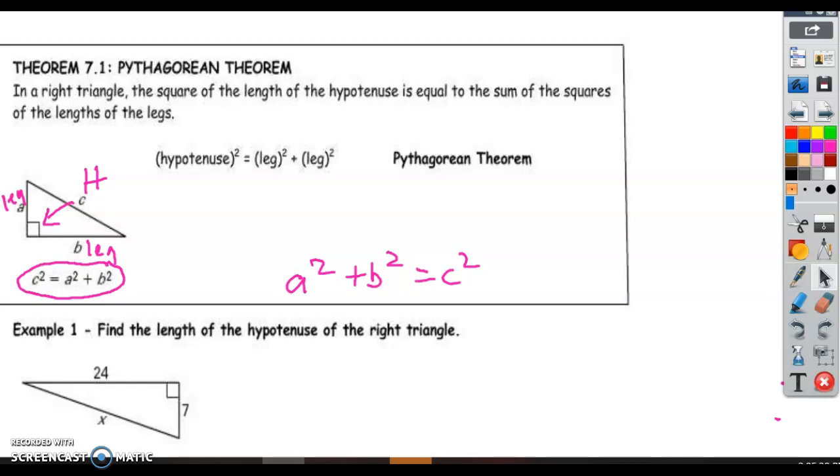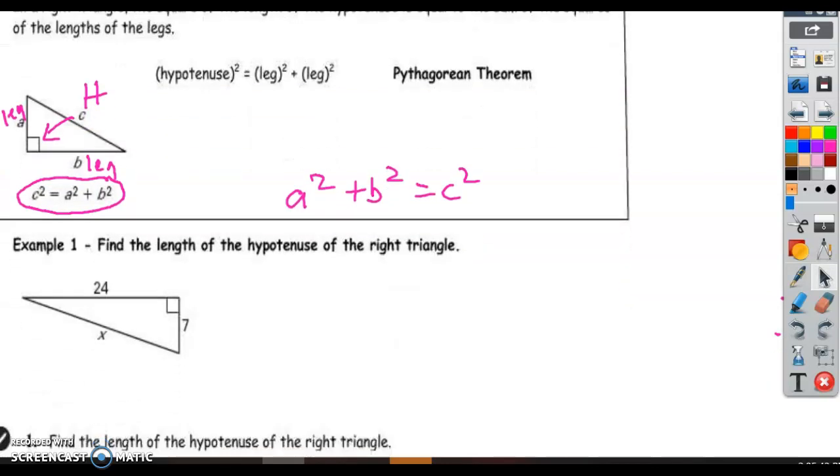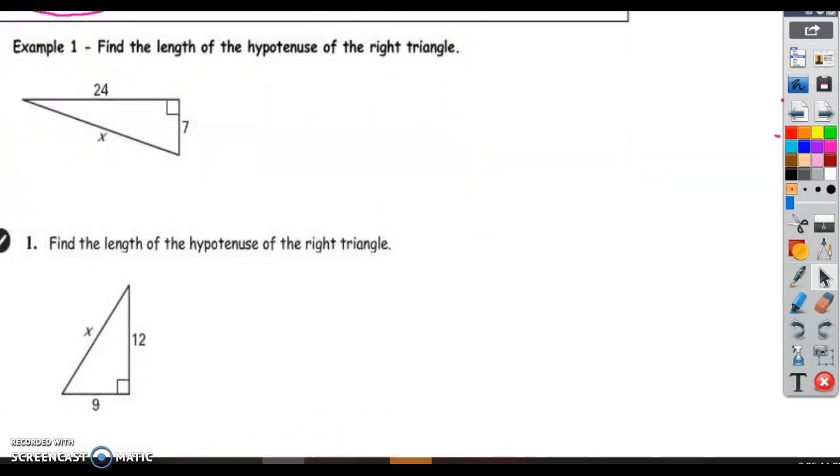All right, scroll. I'm trying to get this to scroll. Why are you not scrolling? There we go. All right, again, if I'm going too fast, just pause it, rewind, do what you need to do.